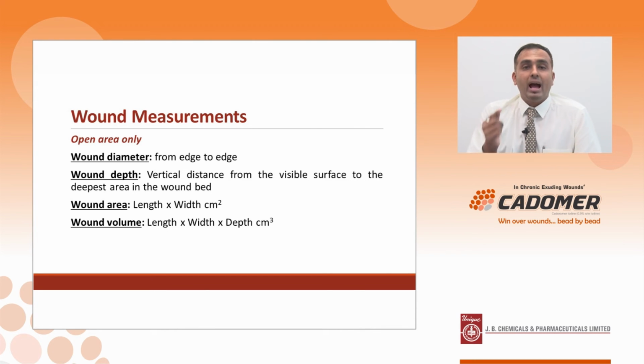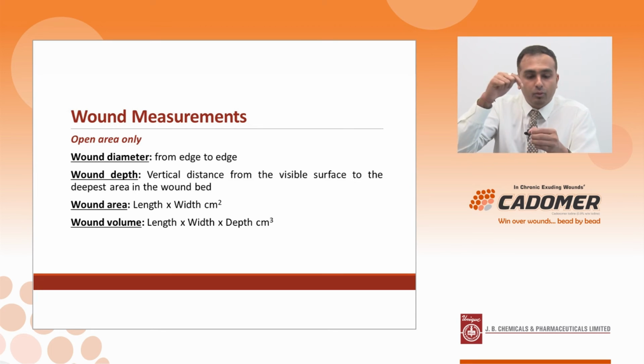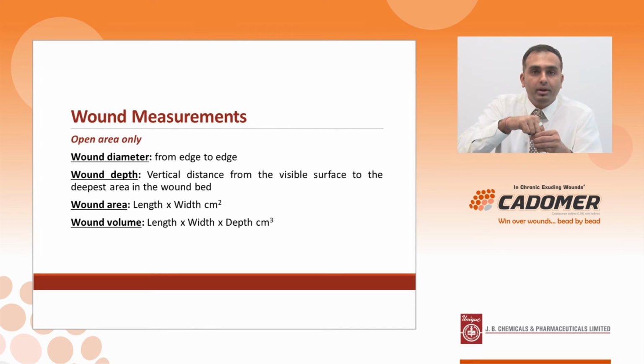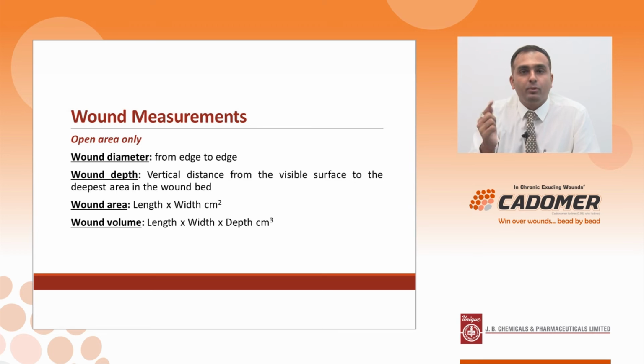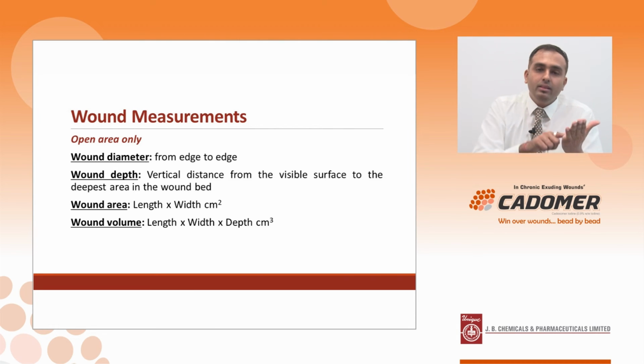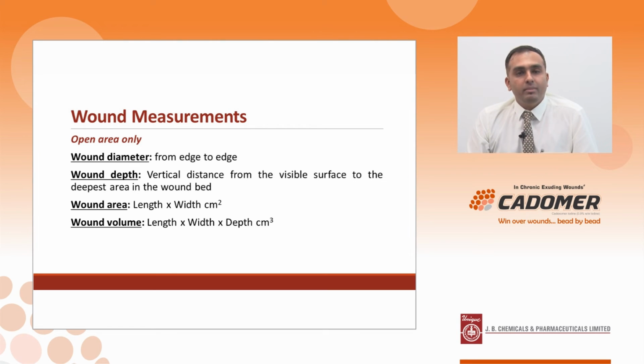Wound depth. They would use a cotton bud and insert it inside the wound so as to measure the depth of that wound from the visible surface to the deepest area in the wound bed. Then the wound area. They would measure the length as well as the width, and that's how they would measure the wound area. They would even measure the wound volume, by measuring the length, the width and the depth of the wound.